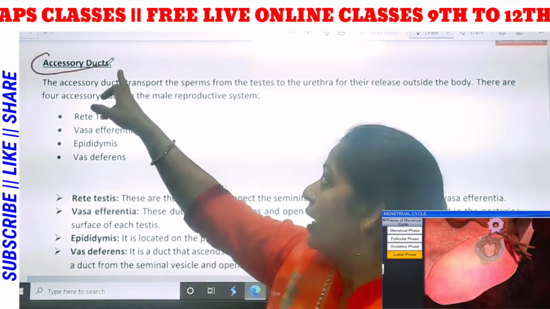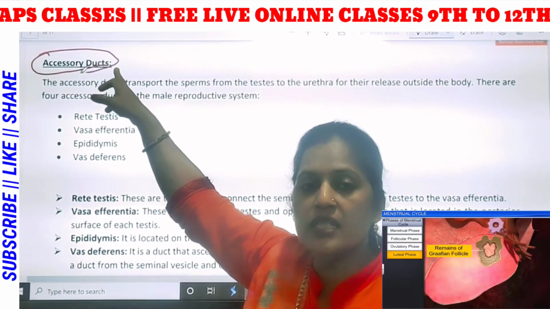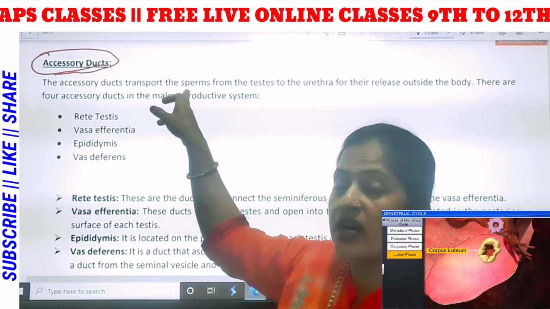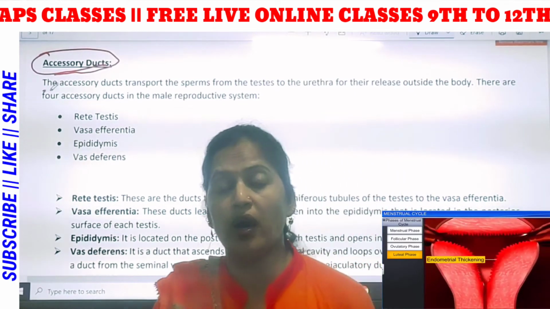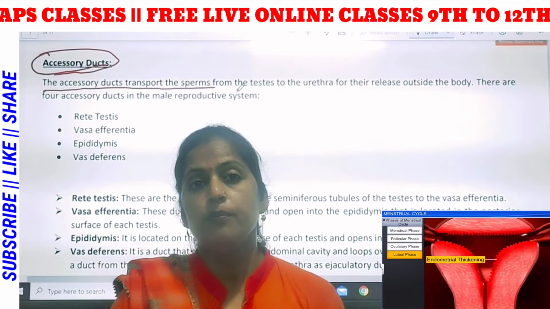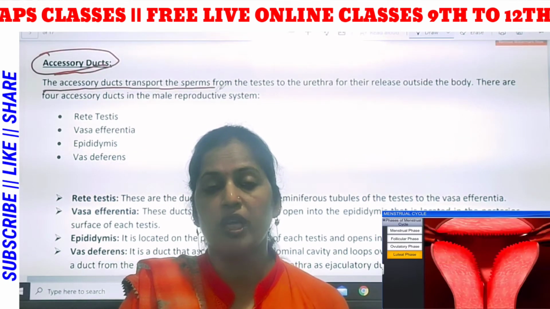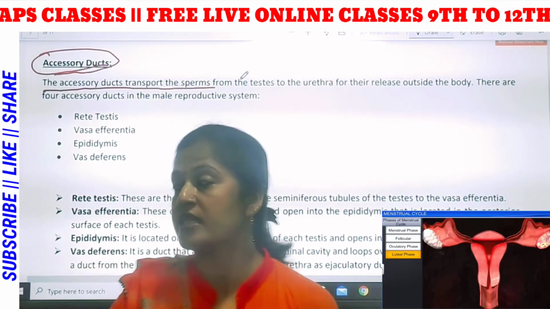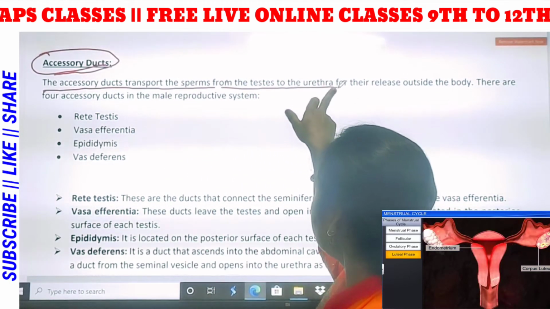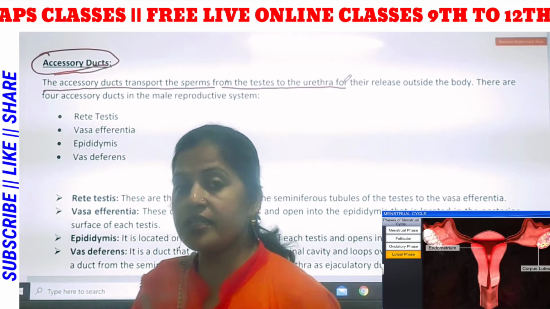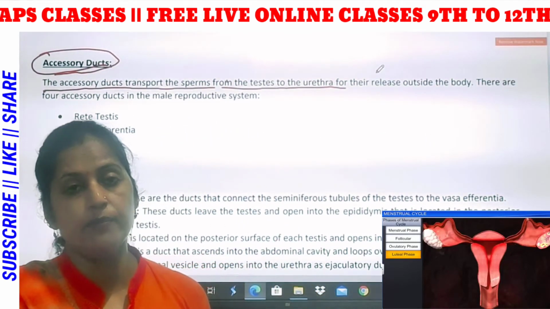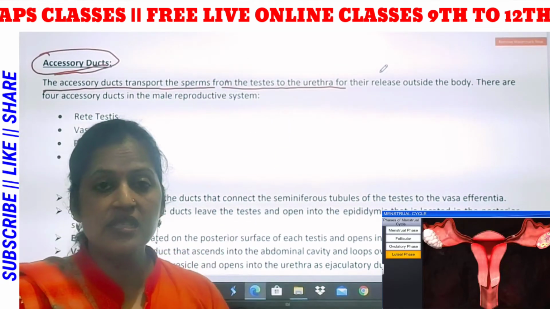What do you mean by the accessory duct? हम क्या समझते हैं कि accessory duct क्या होता है? The accessory ducts transport the sperms. The main function of accessory ducts is to transport the sperm. Body में जो sperms का transportation है, that is with the help of accessory ducts from the testes to the urethra. मतलब accessory ducts का जो main function है, that is to transport the sperms from the testes to the urethra.